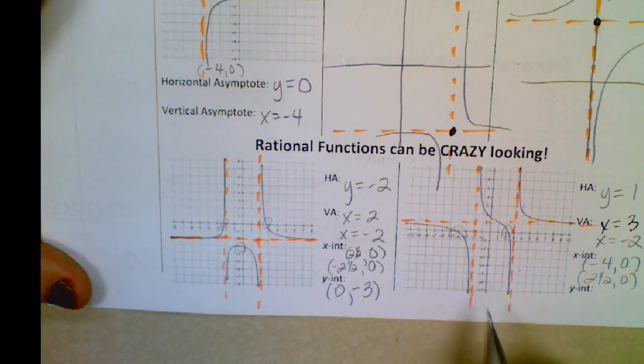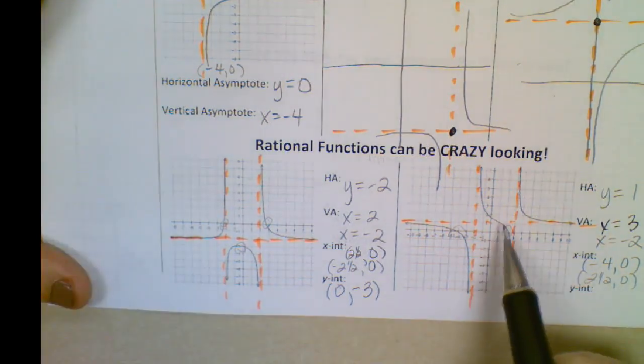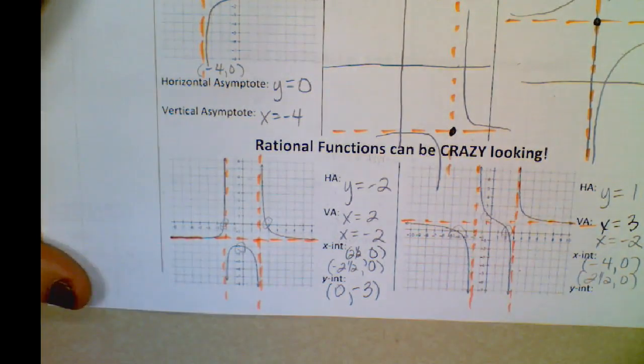Again, we can just estimate right now, it's fine. And then the only y-intercept I see is right here, which is about 1.5, so (0, 1.5).